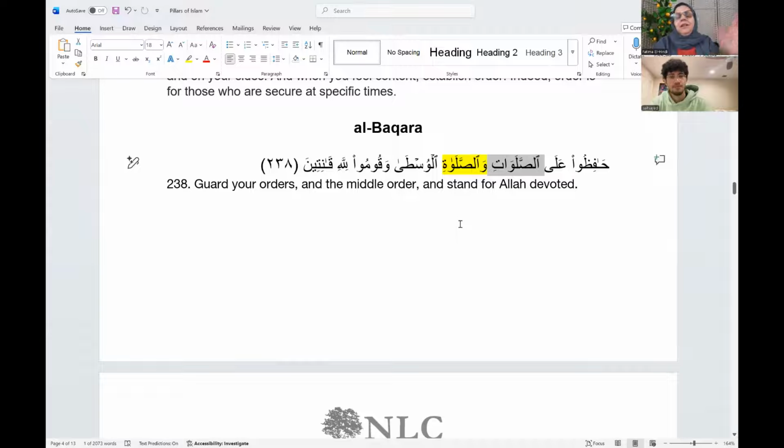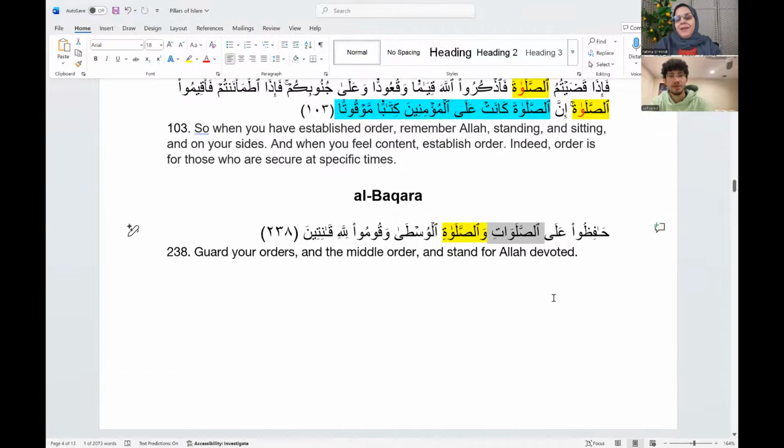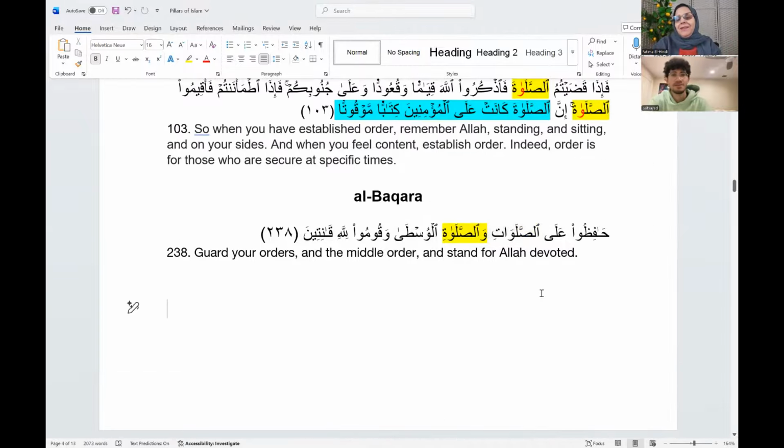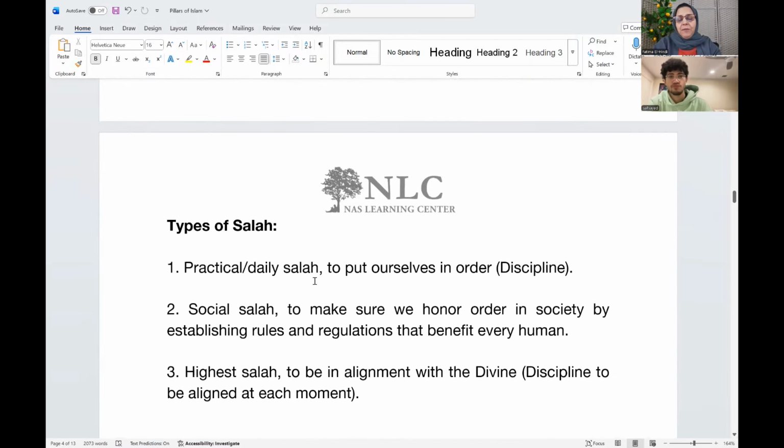Why is the Quran emphasizing the middle of the day? What's important about the middle? I feel like all salah are the same. If anything, the hardest one is Fajr, to get up for it. To me, it's not talking about the practical salah here. That's why I put types of salah.